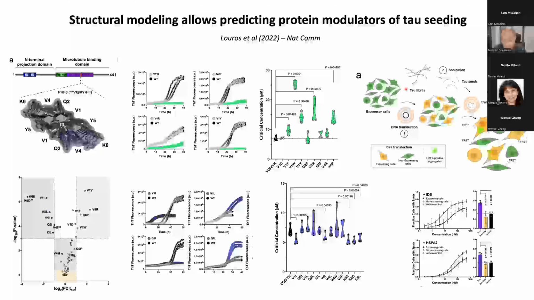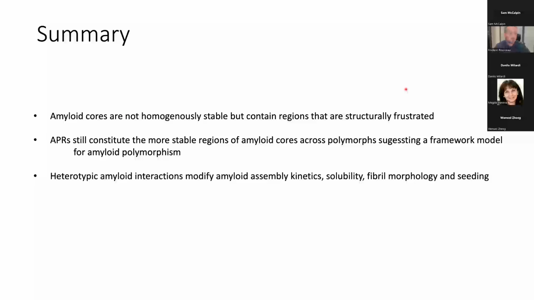He did the same with FTIR, and as I showed you in biosensor lines, you really have quite significant effects. So in summary, and I will stop here, what I tried to show you today is that amyloid cores are not homogeneously stable, but contain regions that are structurally frustrated, that APR still constitute the more stable regions of amyloid cores across polymorphs, suggesting a framework model for amyloid polymorphism. And I also tried to show you how heterotypic amyloid interactions can modify amyloid assembly kinetics, solubility, fibril morphology, and seeding. And with that, I thank you for listening, and I'm happy to take questions.